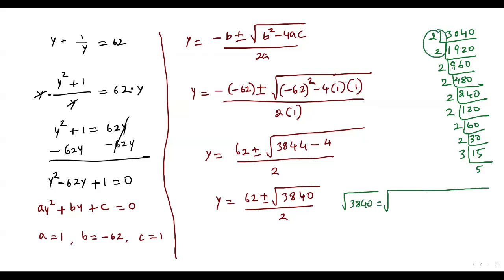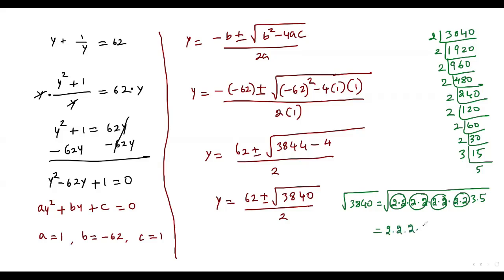So how many 2s are there? Let me count: 2, 4, 6, 8. There are 8 2s. Let me write it over here: 2 times 2 times 2 times 2 times 2 times 2 times 2 times 2, times 3 times 5. For every 2 same numbers multiplied inside the square root, one number will come out. For these two 2s, one 2 will come out, and for these two 2s, one 2 will come out, and the same thing for the rest. So we have four 2s out of the square root.